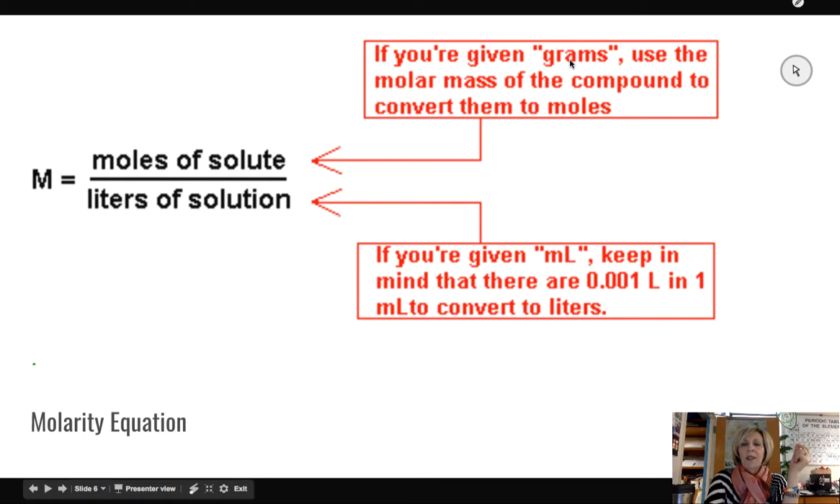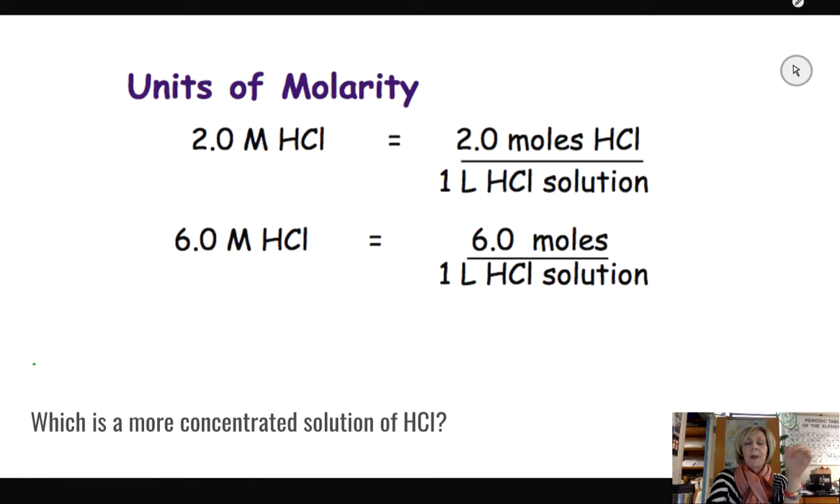So if you are given the amount of the solute in grams, then you would need to convert using the molar mass to get the moles of the solute. And if you were given the solution in milliliters, then you need to convert, since there are 1000 milliliters in a liter, to liters. So it's got to be moles of solute divided by liters of solution.